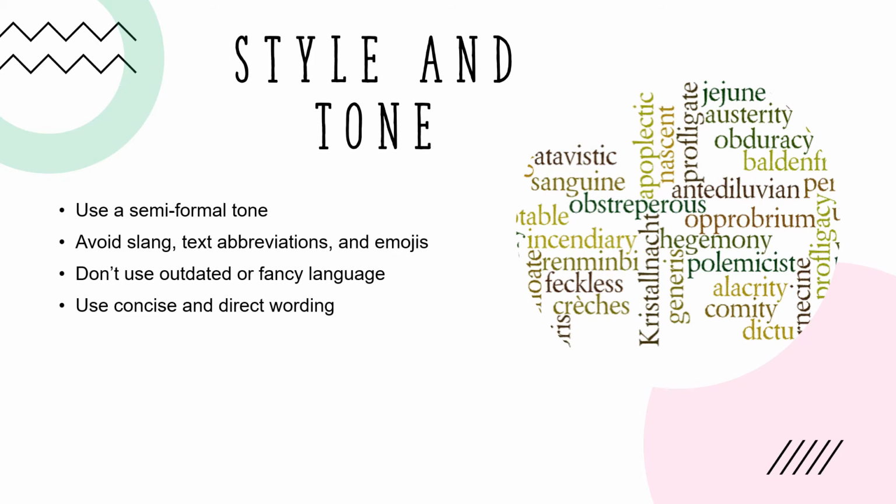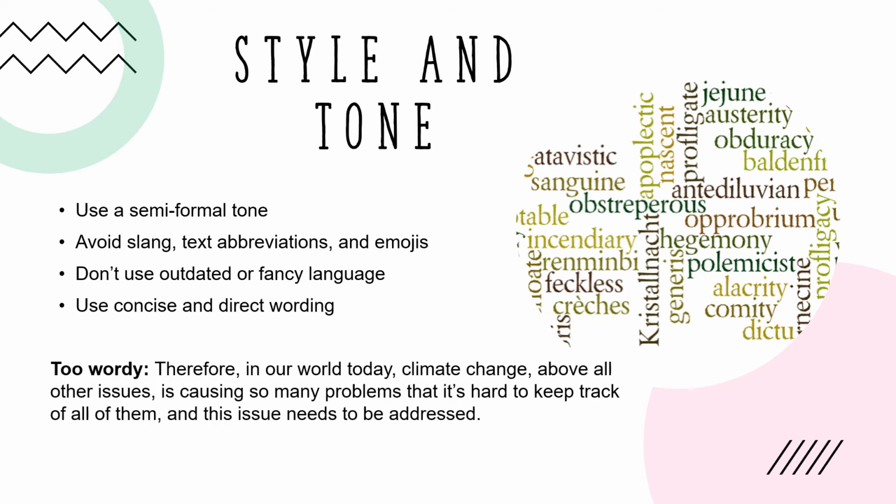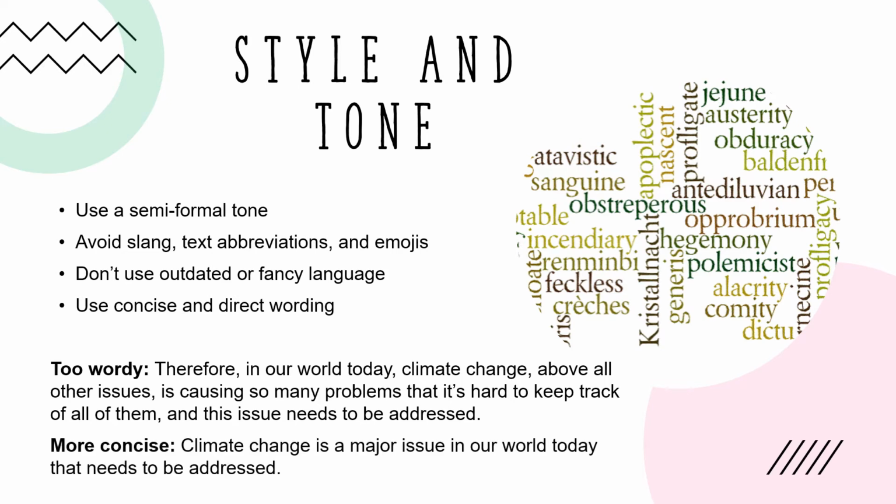Here's an example of a sentence that's too wordy. Therefore, in our world today, climate change, above all other issues, is causing so many problems that it's hard to keep track of all of them, and this issue needs to be addressed. A better and more concise way to write this might be, climate change is a major issue in our world today that needs to be addressed. Using complicated wording can make it difficult for your reader to stay on track. Plus, your professors can always tell when you've added extra words just to meet an assignment's word count.